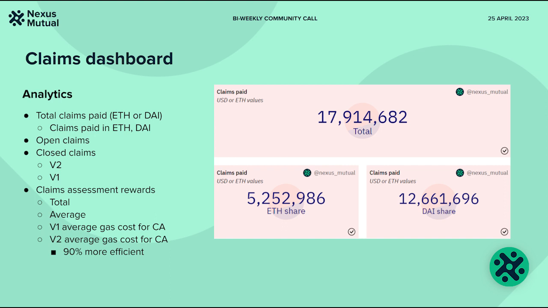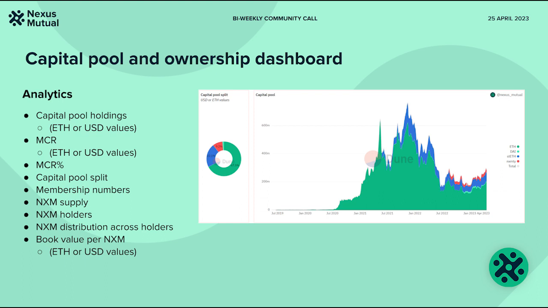I have a link in the thread for today's call that goes to the Nexus Mutual page on Dune. You can find the claims dashboard as well as the capital pool and ownership dashboard. This one's really great. This breaks things down by the assets we have in the capital pool. It gives you a breakdown of the MCR value in ETH or USD. Same with capital pool holdings on an aggregate level. You'll see the split across assets as well.